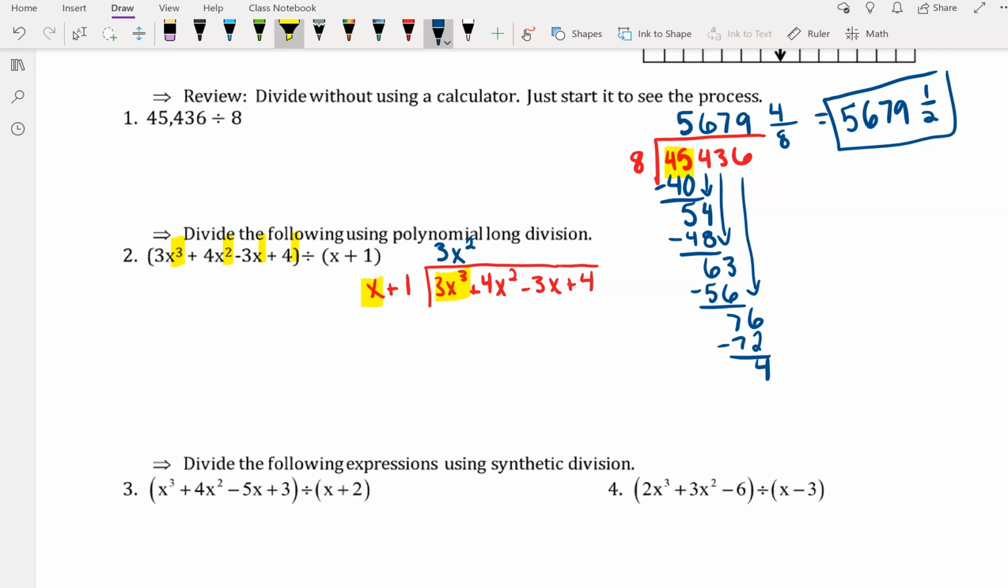Then I take that term, the 3x squared, and I multiply it by the entire number on the outside. So 3x squared times x is going to be 3x cubed. And then I also multiply 3x squared by the 1. So 3x squared times 1 is 3x squared.